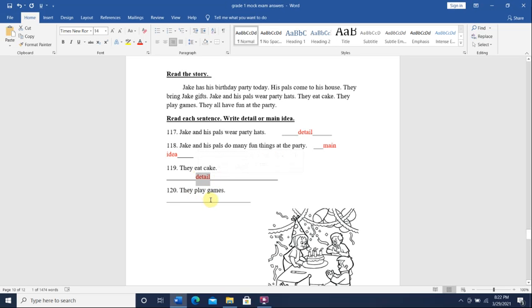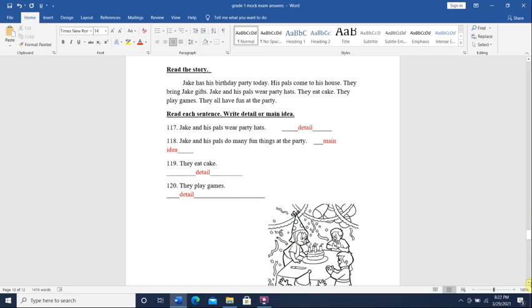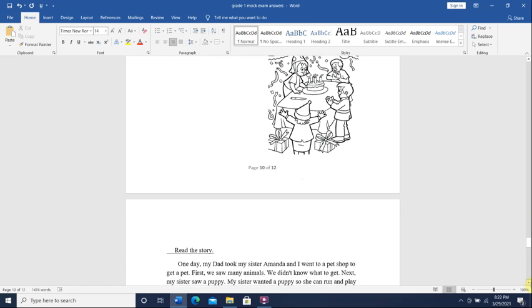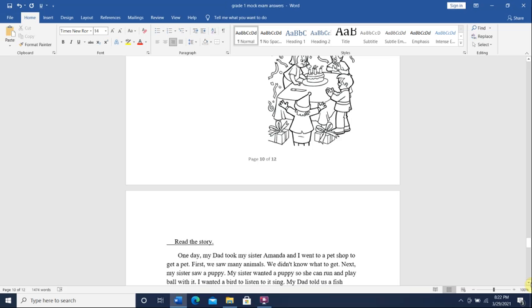Okay, next, they play games. Is this a detail or a main idea? Detail. Remember, each story has only one main idea and the other sentences are details. Details are sentences from the story that tell about the main idea. So what is the main idea? What the whole story is mostly about. So the whole story here is mostly about what Jake and his friends did in his birthday. And other, like they wore party hats, they got gifts. These are all details.